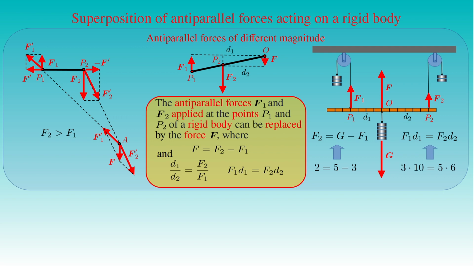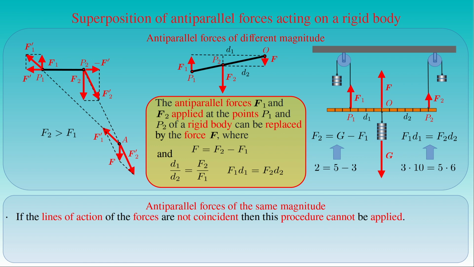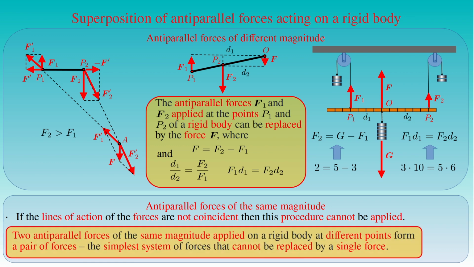Now we consider antiparallel forces of the same magnitude. If the lines of action of the forces are not coincident, then we cannot use the procedure presented here because the lines of action constructed by applying the auxiliary forces have no intersection. 2 antiparallel forces of the same magnitude applied on a rigid body at different points forms a pair of forces. A pair of forces is the simplest system of forces that cannot be replaced by a single force.